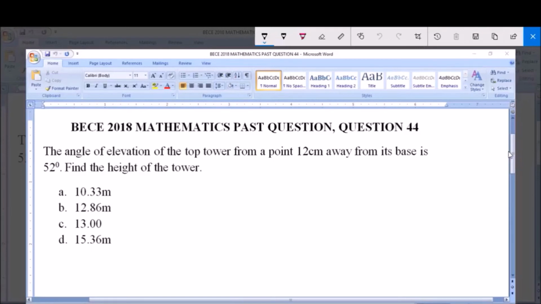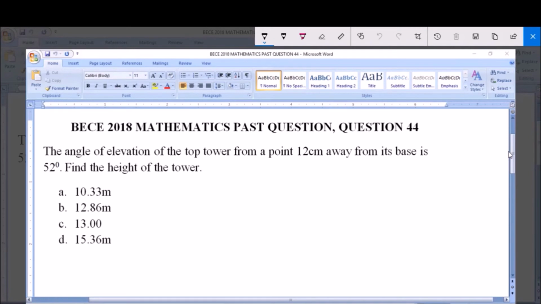Today we're going to be dealing with BECE 2018 Mathematics Past Question, question 44. The angle of elevation of the top of a tower from a point 12 meters away from its base is 52 degrees. Find the height of the tower. A, 10.33 meters; B, 12.83 meters; C, 13.00 meters; and D, 15.36 meters.